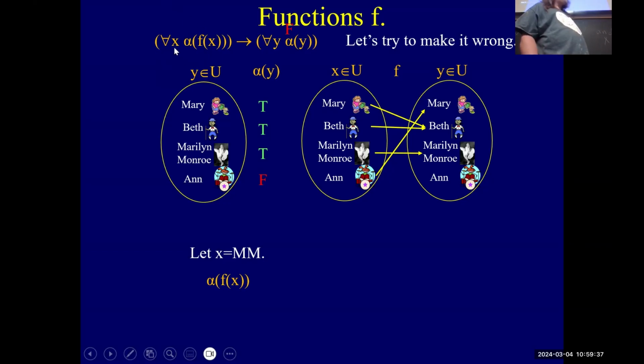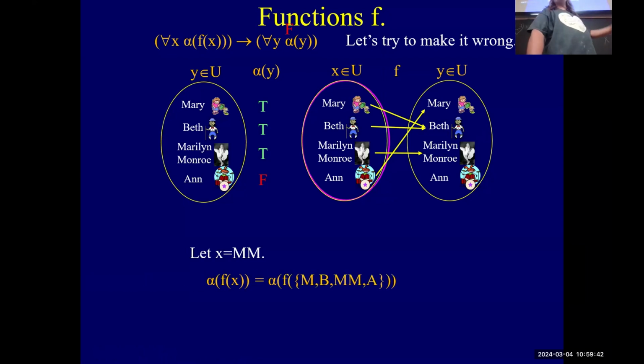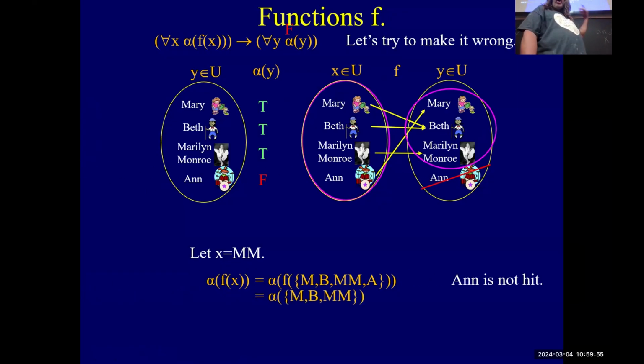You give me an arbitrary x, that's kind of all the x's. You give me some x, and we're doing them in parallel. What do I do with those x's? I map them over to y's. Where do they go? They go to everybody except Ann, and everybody but Ann is true. So this thing is true. Are you guys getting this better this time?